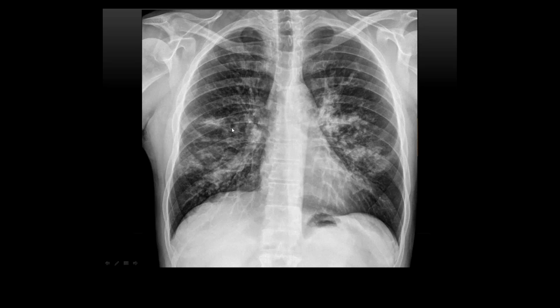Okay, so what do you think of this chest X-ray? COVID. So there's ill-defined consolidation in the mid and lower zones, no pleural effusions. Yes, it's not got peripheral predominance. What would you be thinking? Would you be thinking COVID? So yes, it could be pneumonia.